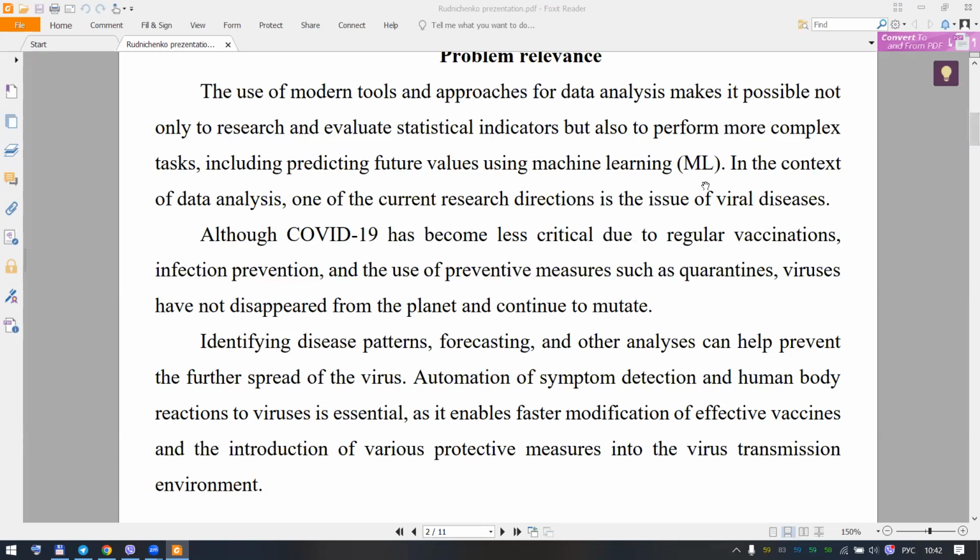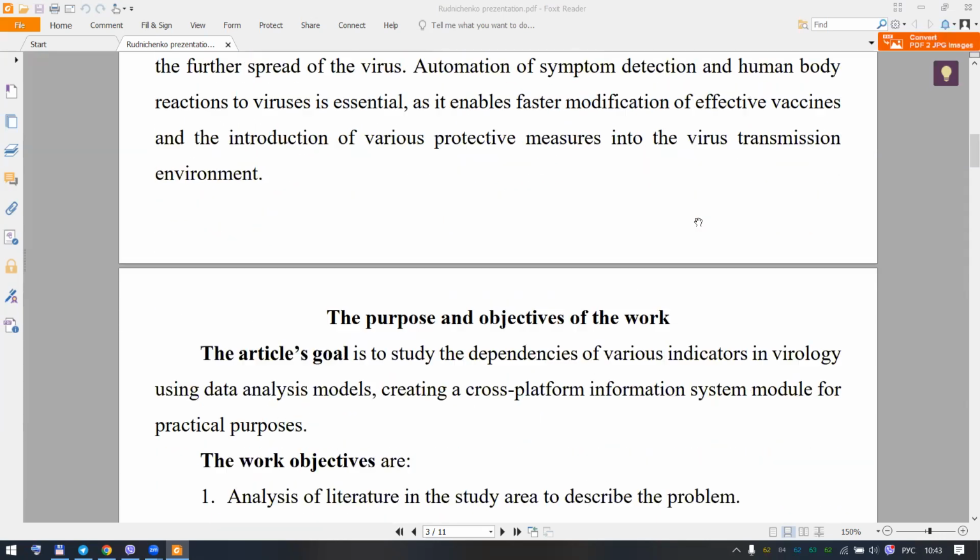Identifying disease patterns, forecasting, and other analyses can help prevent the future spread of the virus. Automation of symptom detection and human body reactions to viruses is essential, as it enables faster modifications of effective vaccines and the introduction of various protective measures into the virus transmission environment.